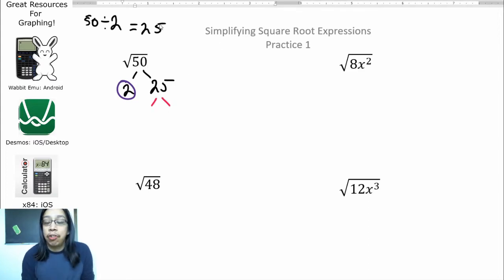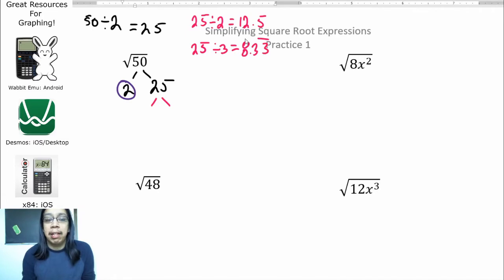So again, try that same strategy. If you're unsure about how to break up 25, you can just do 25 divided by 2. But if you do that, you're going to notice that on your calculator, you're going to get 12.5. So that's not a good number that's going to be dividing into it evenly. So try a different number. Maybe try 25 divided by 3. Now if you do this, you're going to notice that again, you're going to get another decimal, 8.33 repeating. So again, you're not getting a whole number there.